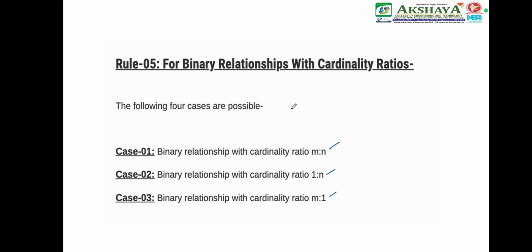Now the fifth rule is the binary relationship with a cardinality ratio. The following cases are: case 1 is binary relationship with cardinality ratio M is to N. Case 2 is binary relationship with cardinality ratio 1 is to N. Case 3 is binary relationship with cardinality ratio M is to 1.